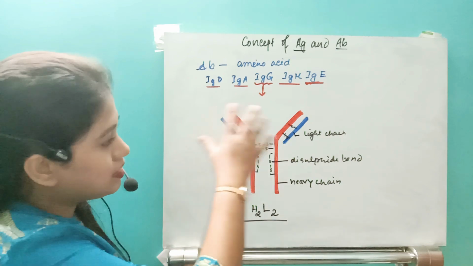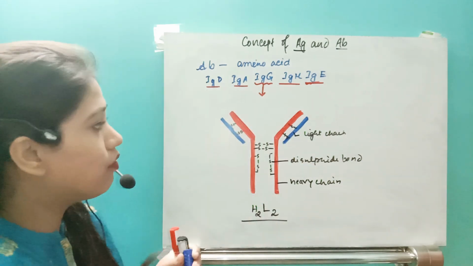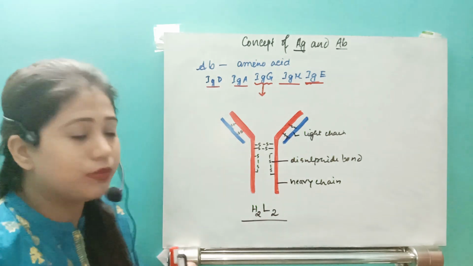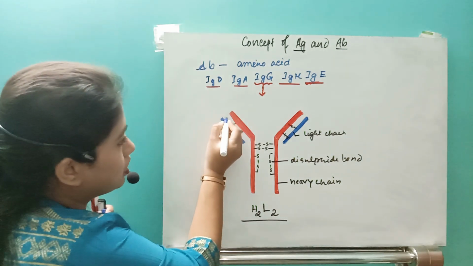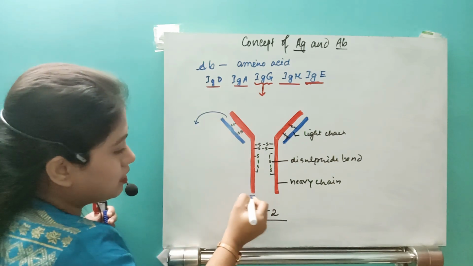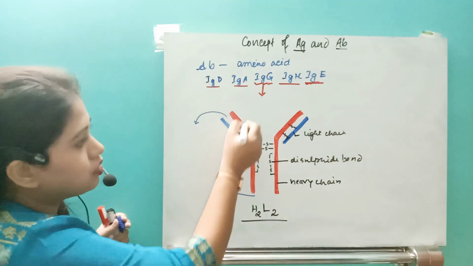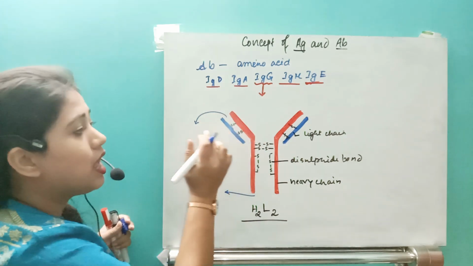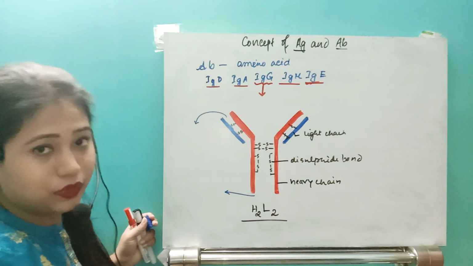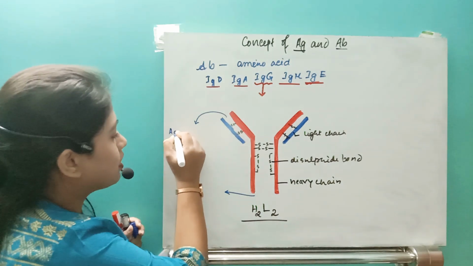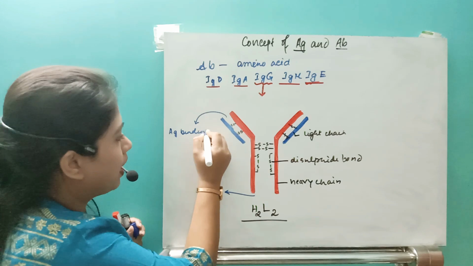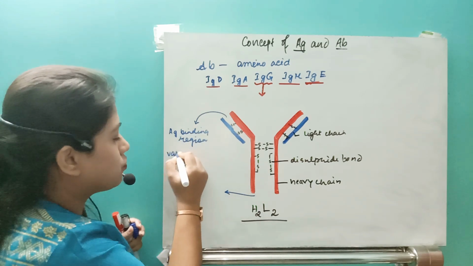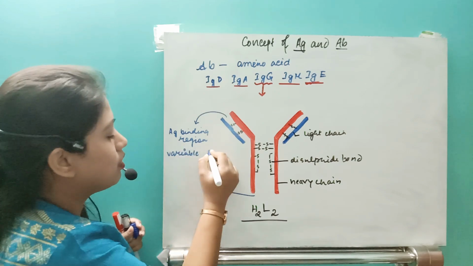Now in this antibody there will be 2 regions also. If you see region wise, then 2 regions will be present. So what are those 2 regions? This is the first region, this is the other region. This is the region from where it can attach to an antigen, right? So this is known as the antigen binding region, and that's why this is also known as the variable region.